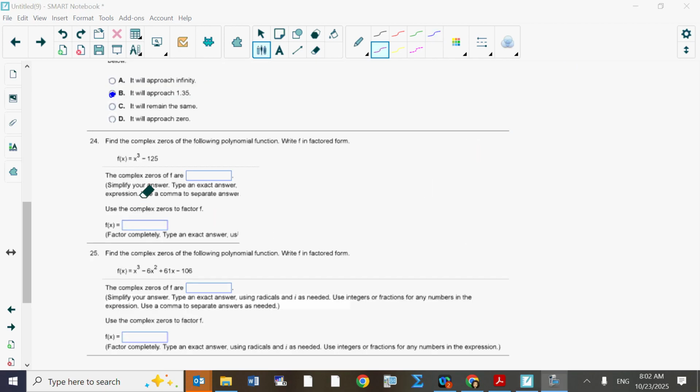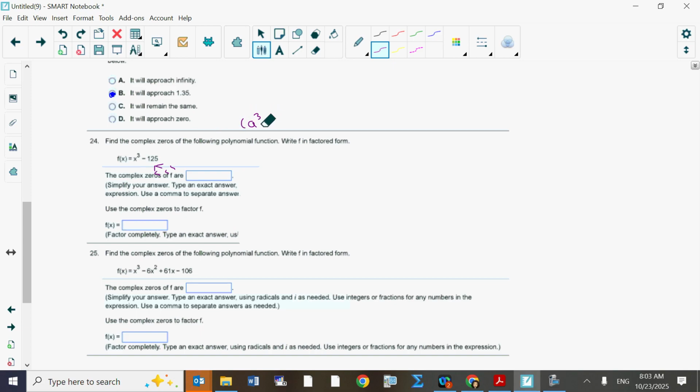Question 24 is asking us to find the complex zeros of the function and also write that in the factored form. First of all, I look at this function to see if I can factor it. This is a perfect cube. This is also a perfect cube, because x to the 3 is x times x times x, and 125 is 5 times 5 times 5. So I can use an identity that you have learned before.